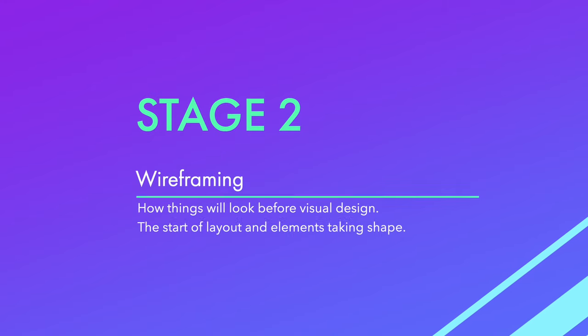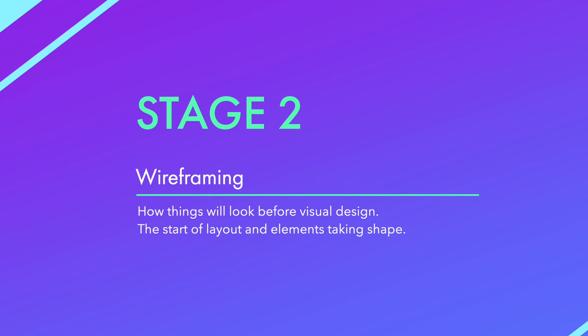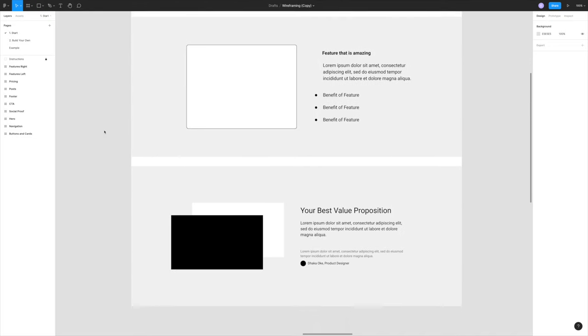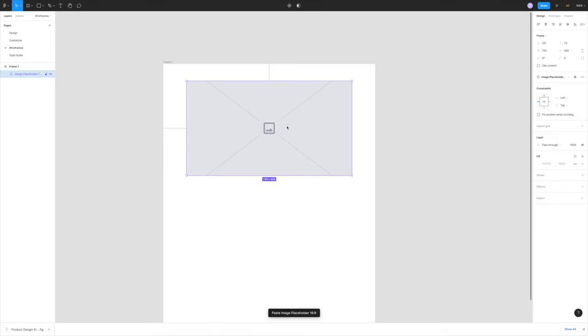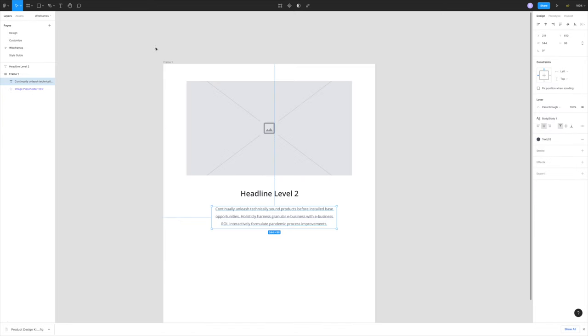Stage 2, wireframes or gray boxing. This is what things look like before visual design principles have been applied. It's where you can start to see the general layout and elements taking shape. What's on it? This is things like filler content, lorem ipsum or actual text, which I highly recommend, placeholder images or stock images, and this can usually be done in your design software using an existing UI kit to kick things off, or done from scratch.